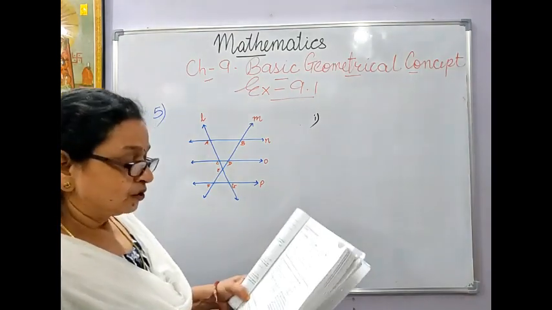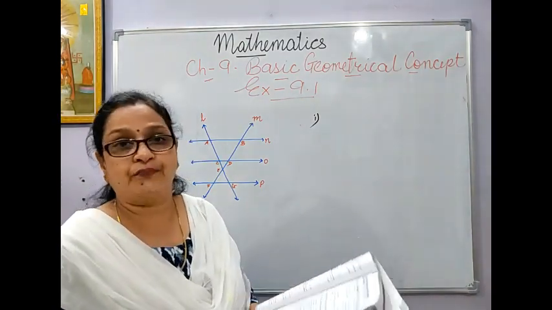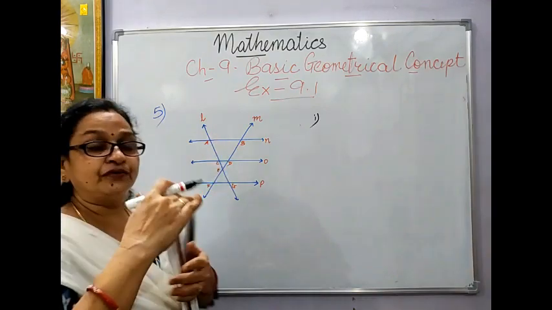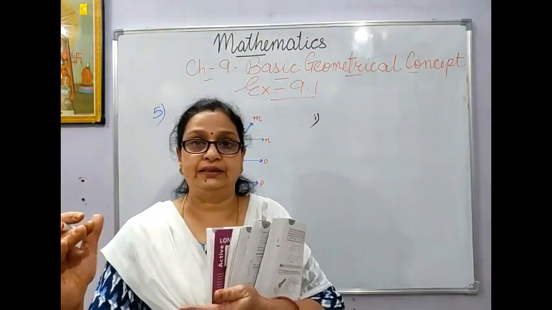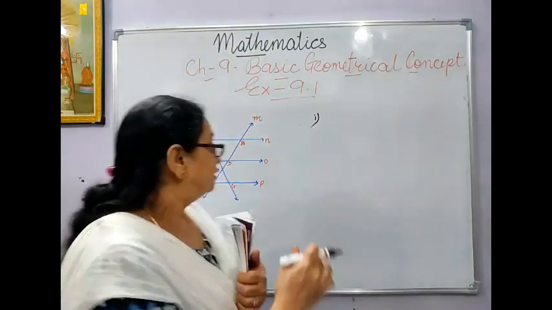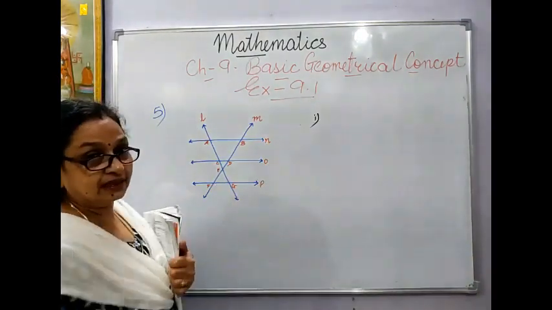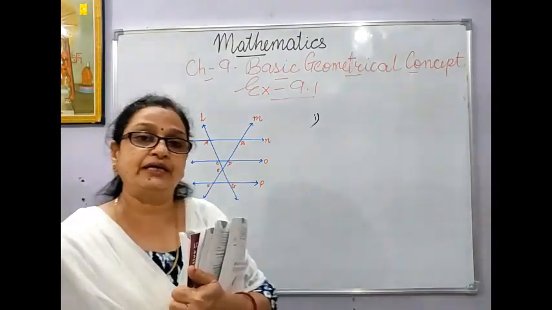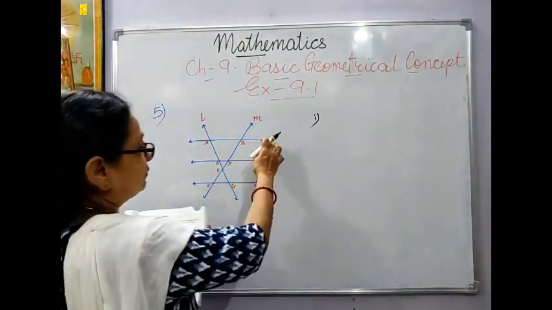You all know that. So first, all pairs of parallel lines. Parallel lines are these 3. Parallel means which are equidistant from one another. They are not meeting at any point. So these 3, NOP, are 3 parallel lines. Now you have to name them, you have to recognize them in pairs. So what will be the first pair?